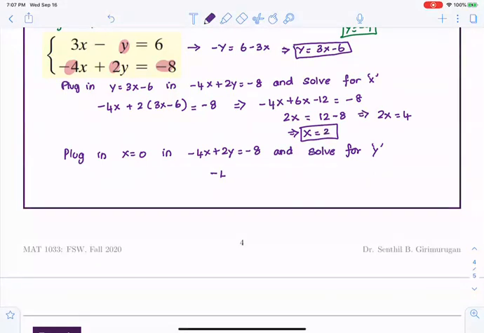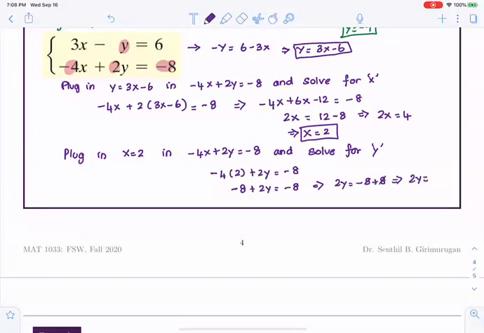So again, you can plug it into either of the two equations, but I'm plugging it into the second one this time. So plug in x is equal to 2 in that equation. So 4 times 2 plus 2 times y equals negative 8. Negative 8 plus 2y equals negative 8. 2y would equal negative 8 plus 8. So the 8 would go away. We'll get 0. 2y equals 0, which should imply y equals 0 over 2, which is 0.